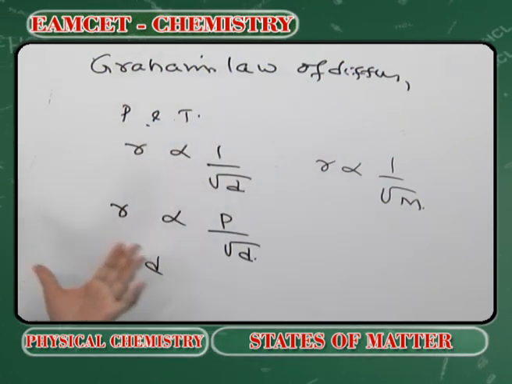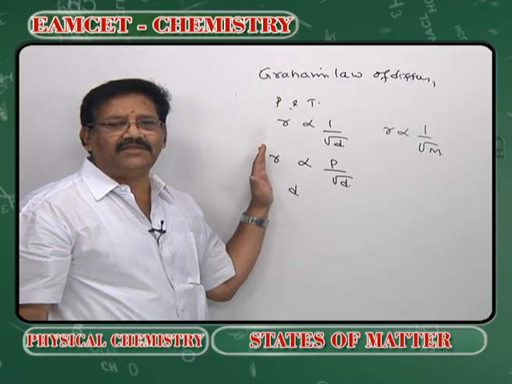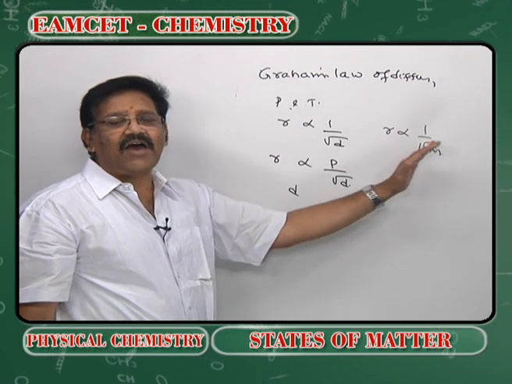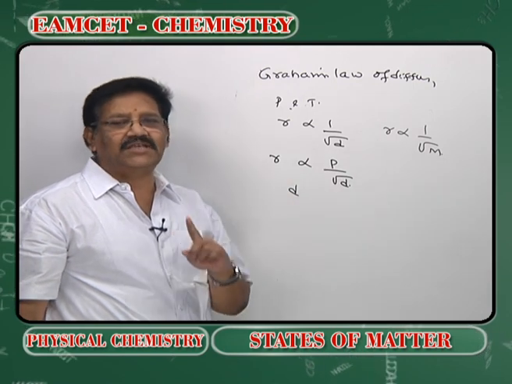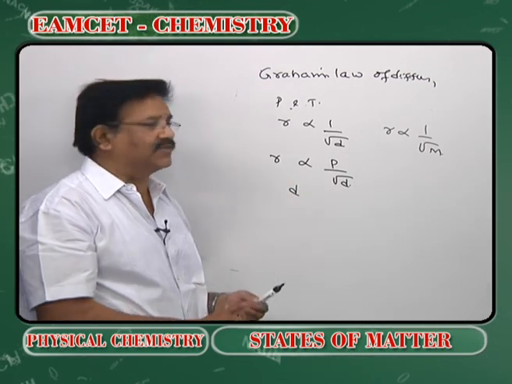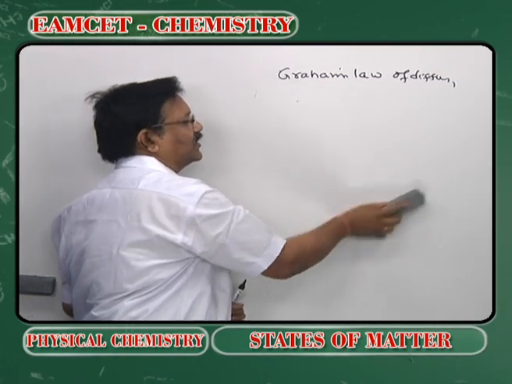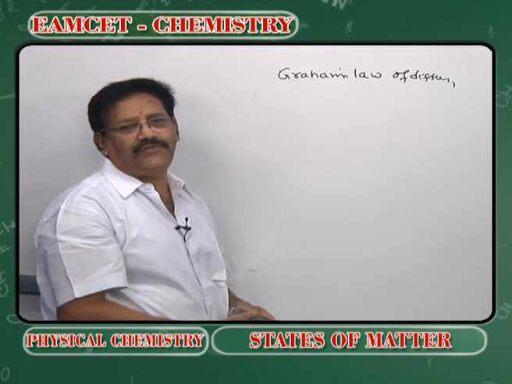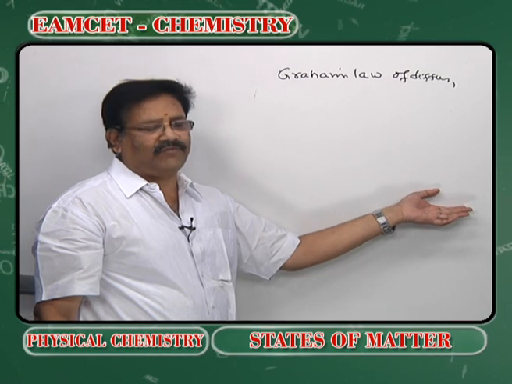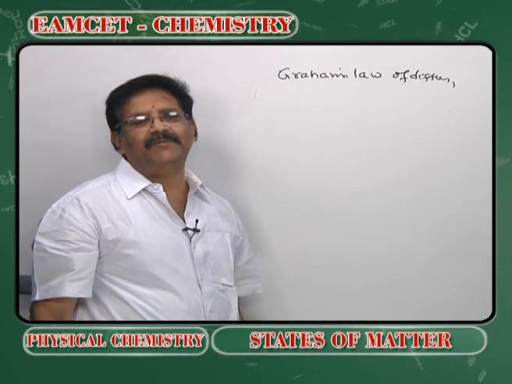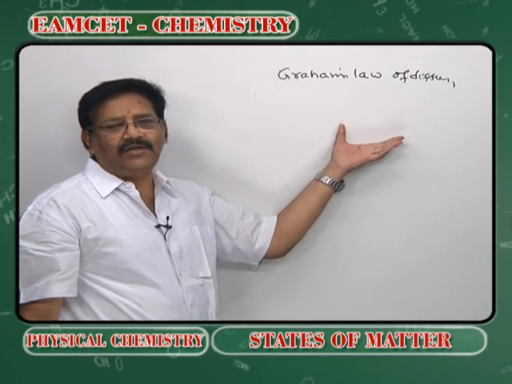Now what are the other points to be noted here? At a given temperature, a set of gases having the same molecular weight will have the same rate of diffusion. And what is the best example for diffusion? If a gas is leaked at one corner of the room, its smell will be perceived at the other corner of the room. That is due to the phenomenon of diffusion.